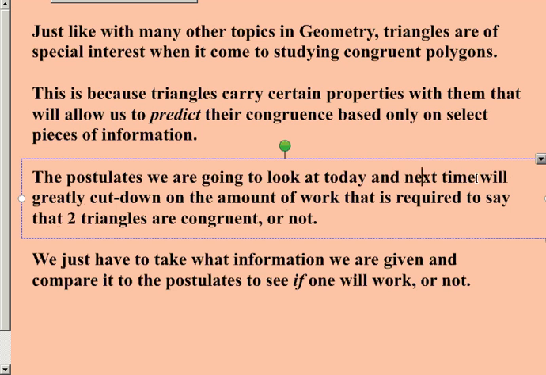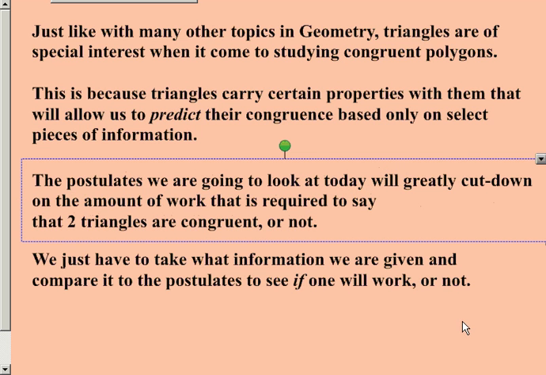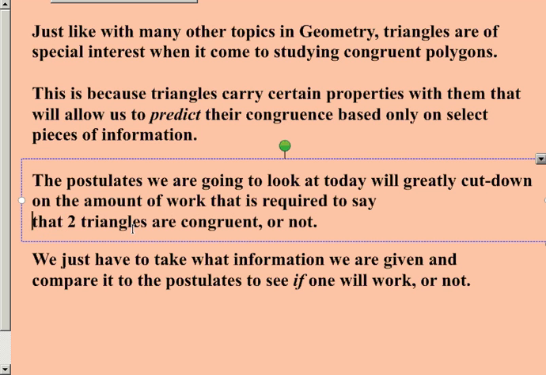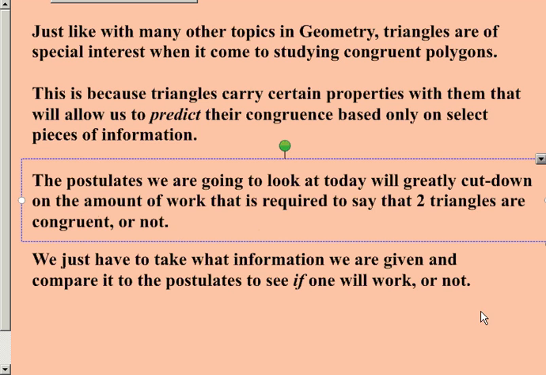So what we're going to need to do is we will have to take what information is provided for us and compare it to the postulates that we're getting ready to discuss to make a decision if one of the postulates can come to the rescue and tell us that we have congruent triangles or not.